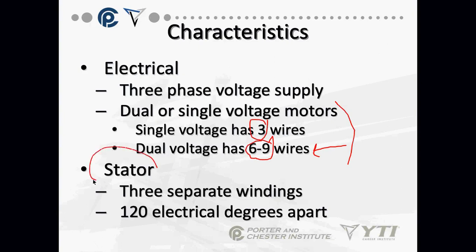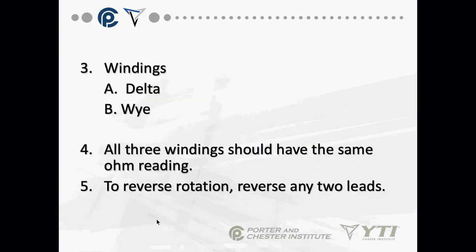The stator in the motor has 3 separate windings. They're always 120 degrees apart. Makes sense because 3 times 120 is 360. The way it's wired, the way it's wound, those windings are 120 degrees apart electrically. The windings are either wired in a delta or in a Y configuration. Here's our delta and Y again. Now, this is the key. All 3 windings have the same resistance reading.